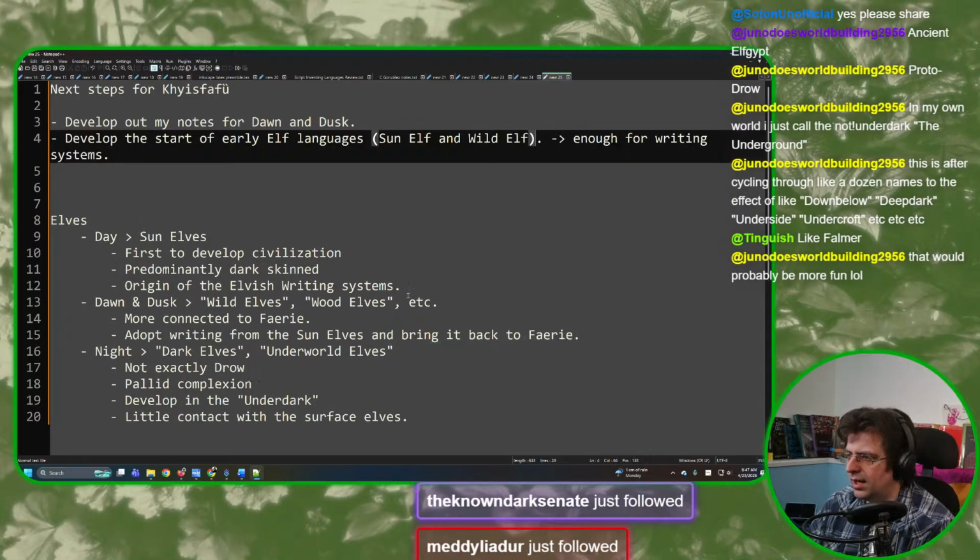Because at this point, I just want to know that the dark elves exist because they escaped into whatever the world underneath the world is and live in caves and such. That would be cool.